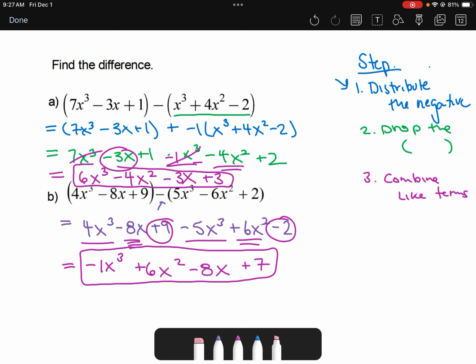That is the lesson on adding and subtracting polynomials. Again, I hope you see a lot of similarity in what we did with Module 1 to make this one a little bit easier for you.